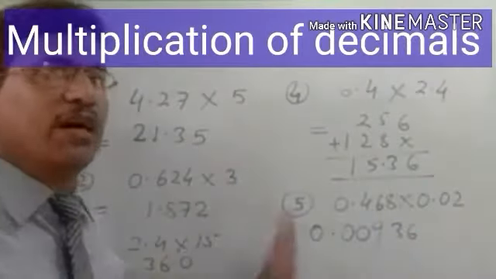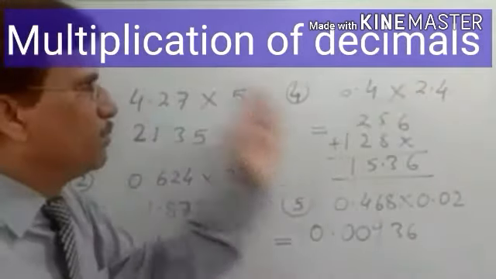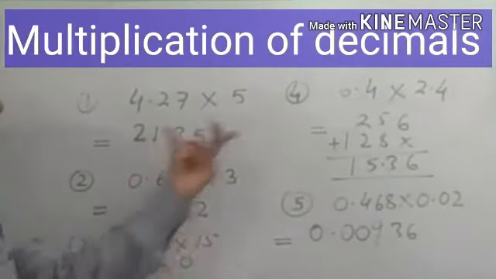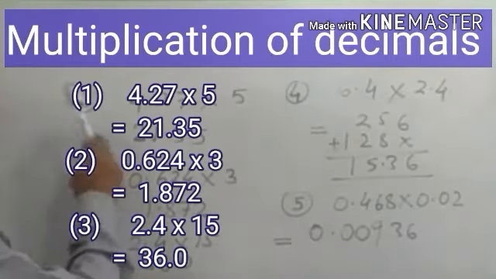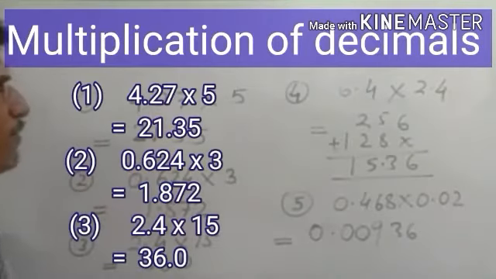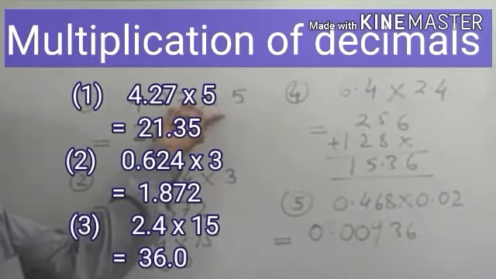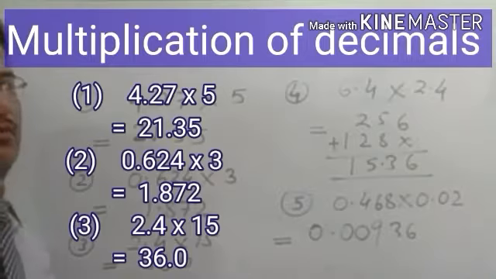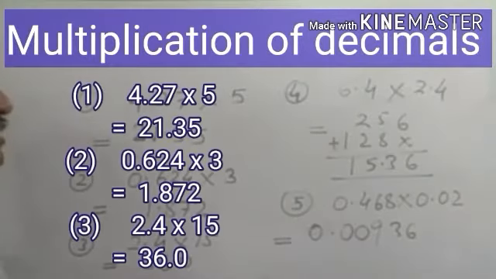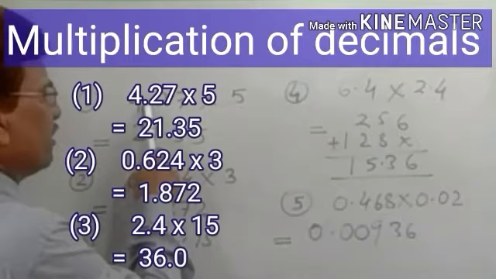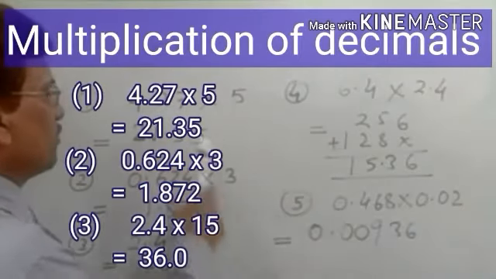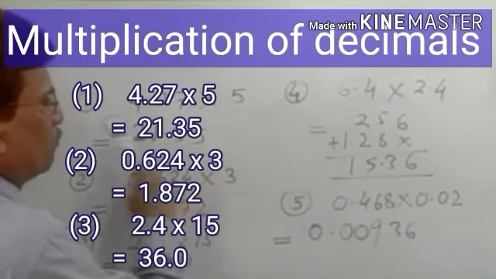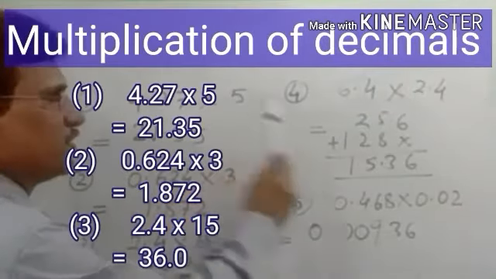Multiplication of a decimal number by a whole number, and multiplication of a decimal by a decimal number. We take some examples to understand it. Example first, 4.27 into 5. First we multiply it ignoring the decimal. We get 2135. Now we have to put the decimal. You can see after the decimal 2 digits. So we have to put the decimal after 2 digits from the right. 1, 2. So it becomes 21.35.